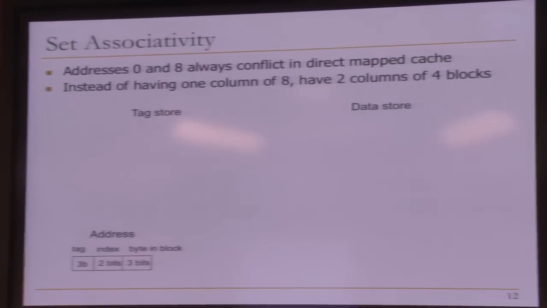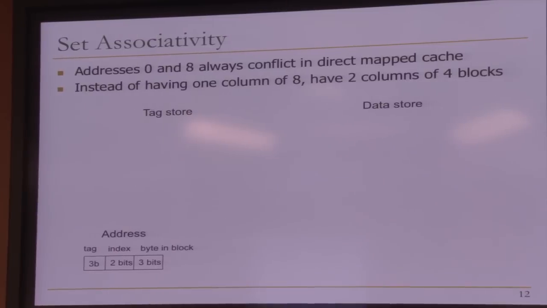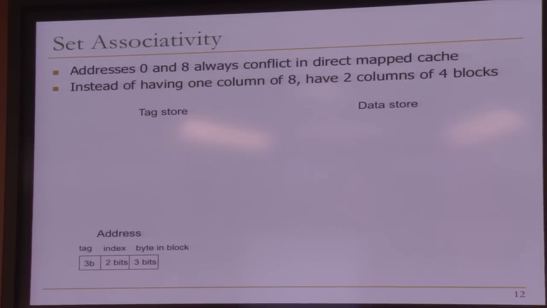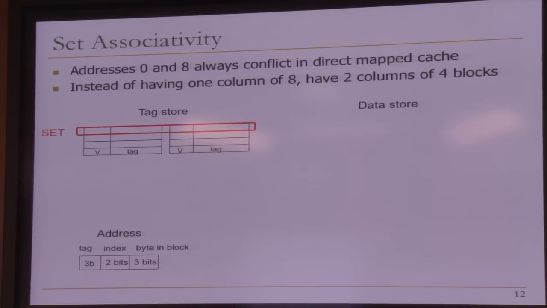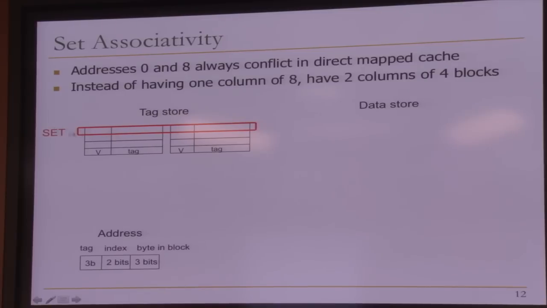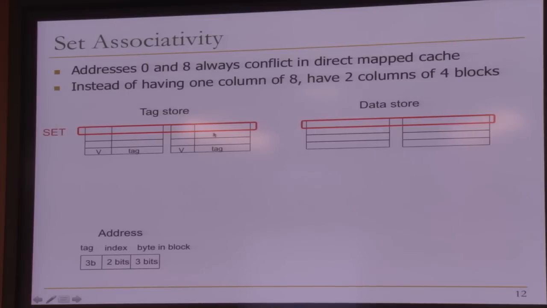So let's construct this cache. Well, you see it over there, but we're going to construct it on this screen. It's your tag store. It looks like this now. In a given index, you can store 2 blocks. So you need to really have 2 tag store entries for a given index. And this is really called a set. And data store is similar. Basically, you can store 2 blocks at a given index.